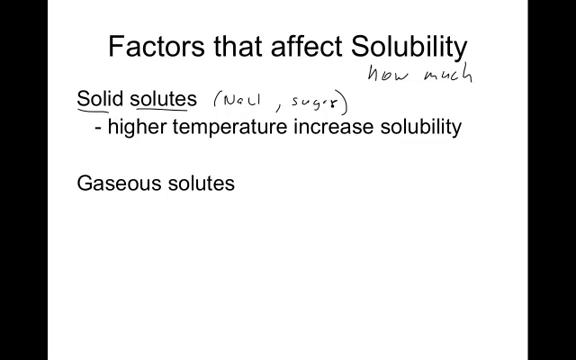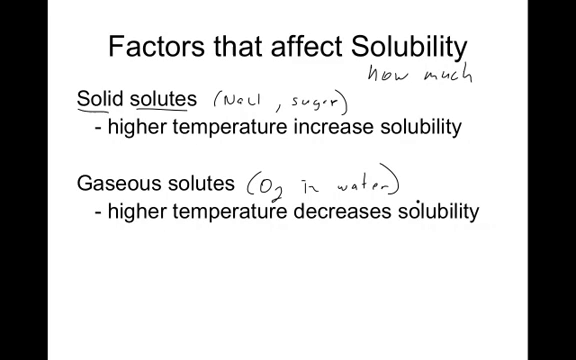Gaseous solutes. So for example, oxygen in water. This would be an example of a gaseous solute. So fish live in the water. They don't breathe water, they breathe oxygen. There's oxygen dissolved in the water, and the fish breathe that oxygen through their gill system. And so gaseous solutes can also be influenced by temperature.